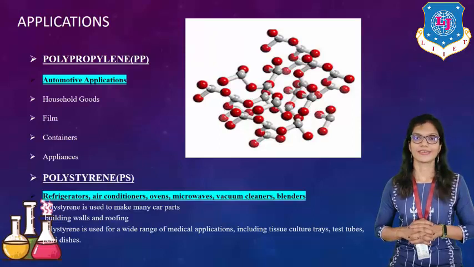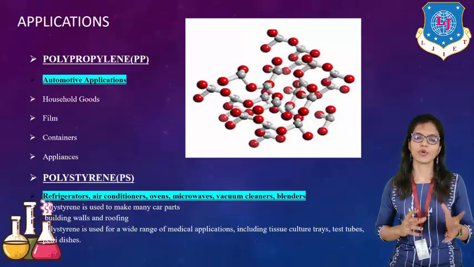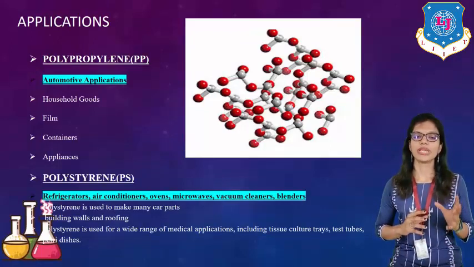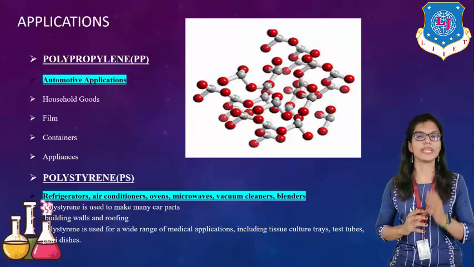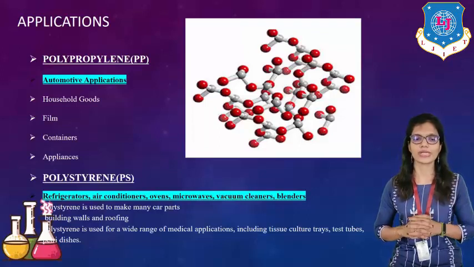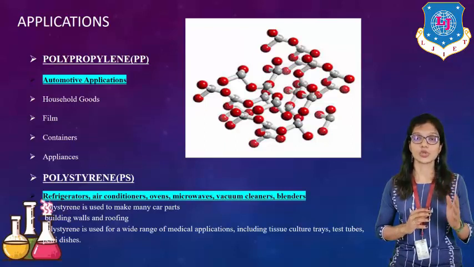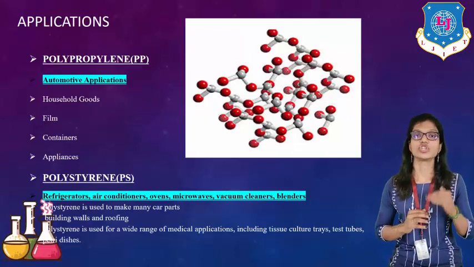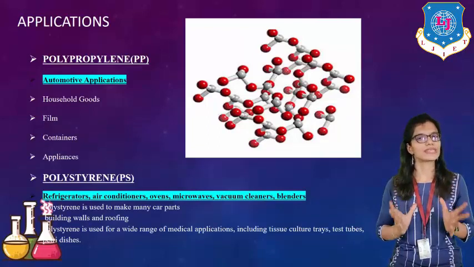Let's move ahead. We have another two applications. First one is polypropylene, also known as PP, and another one is polystyrene, known as PS. As you can see in the image, polypropylene is mainly used in automotive applications, household goods, film, manufacturing of containers, and appliances, specifically kitchen appliances like mixers, juicers, cutters, choppers, microwaves, etc.